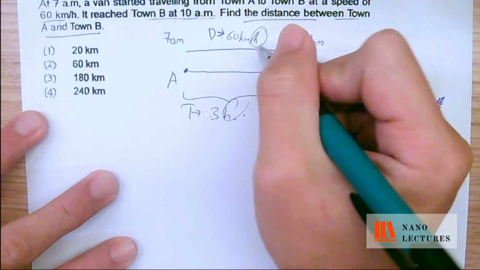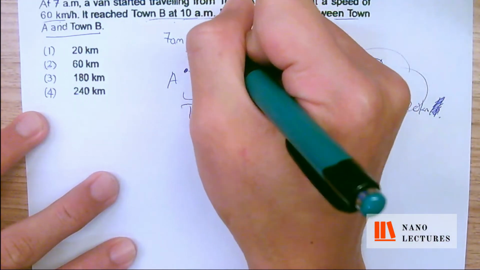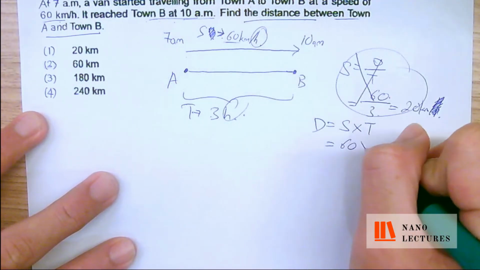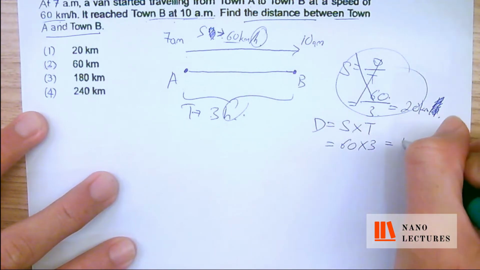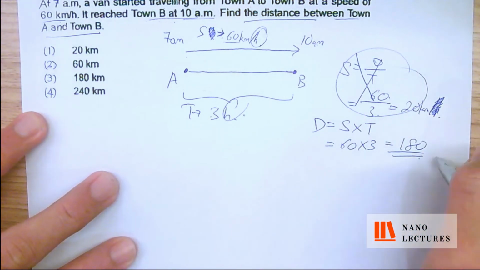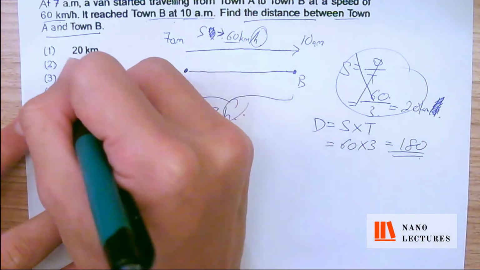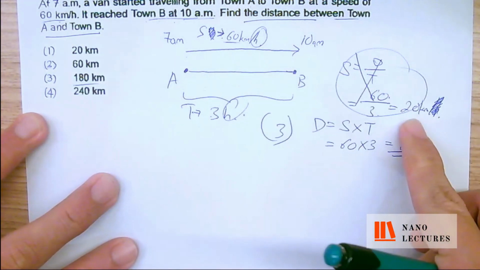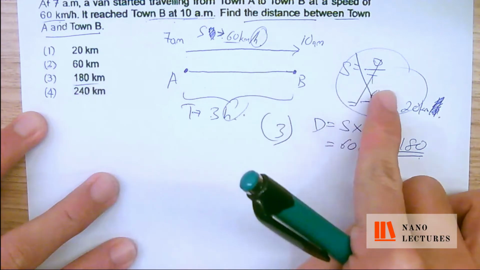Speed times time, that will be your speed, 60 multiplied by your time, which is 3, giving us 180. So the answer will be 180. Option 3.